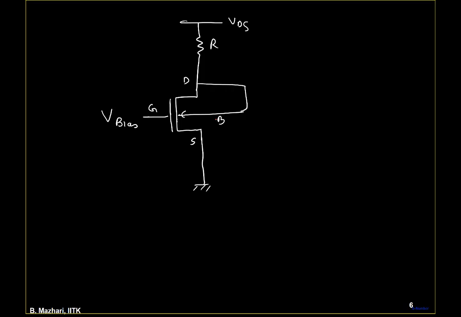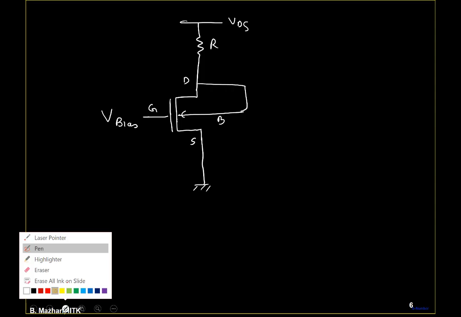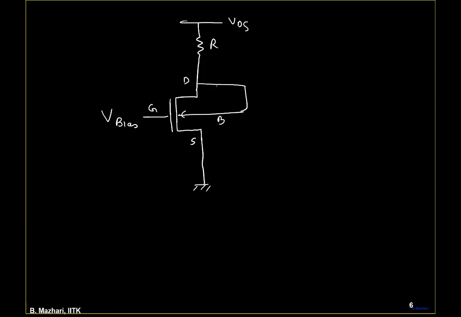Body should be connected to? Okay, so what you're saying is do not connect the body to the drain. Do not connect it here, but connect it to the source. What if I connect it to the drain? Nobody is stopping me. I can connect it to the drain. What will happen if I connect it to the drain?